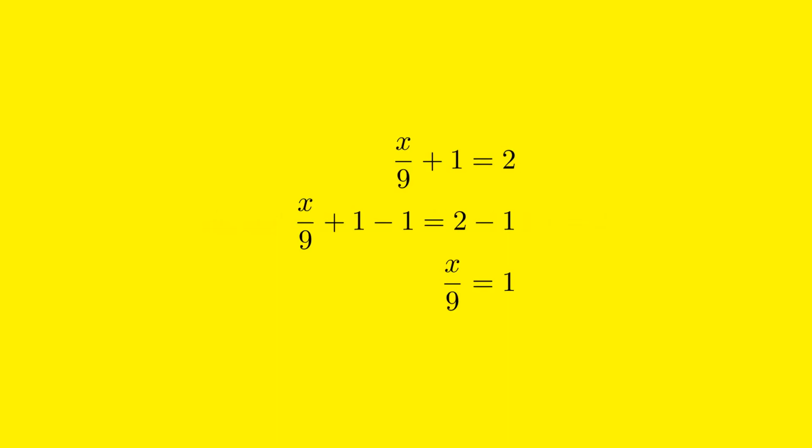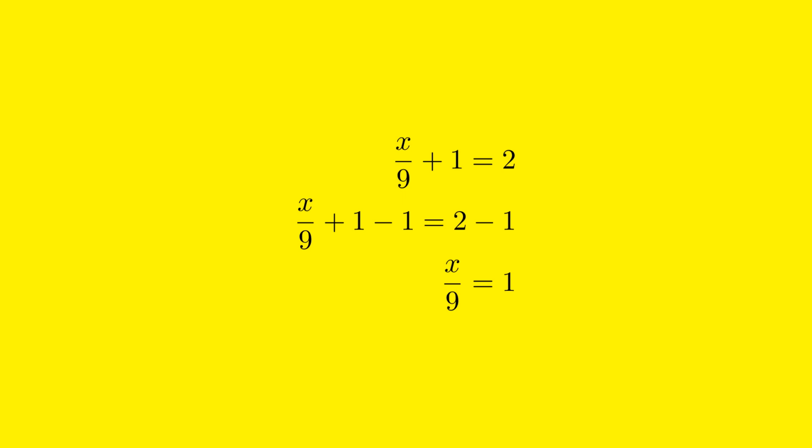To solve the equation, x divided by 9 plus 1 equals 2, we need to isolate the variable x on one side of the equation. The goal of this first step is to get rid of the 1 that is being added to x divided by 9. We start with the equation x divided by 9 plus 1 equals 2. Since adding 1 to something means increasing its value by 1, we can reverse this operation by subtracting 1 from both sides of the equation.